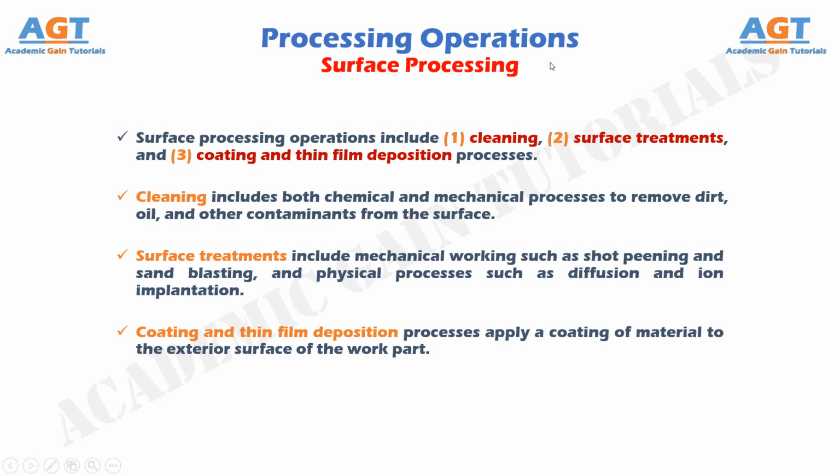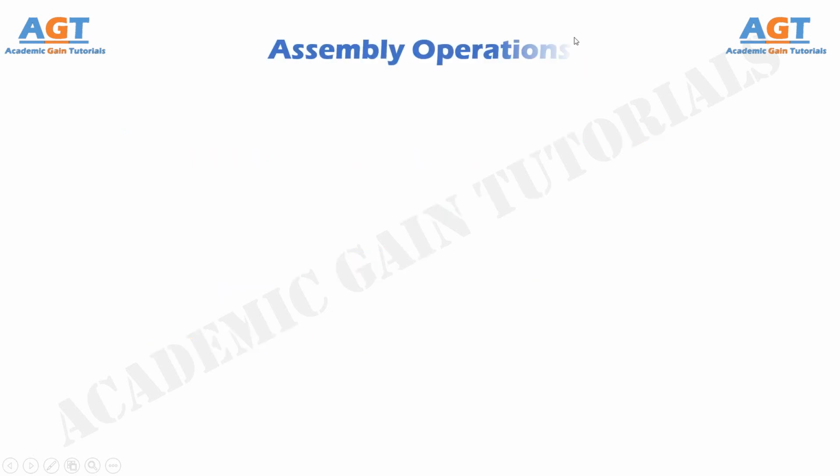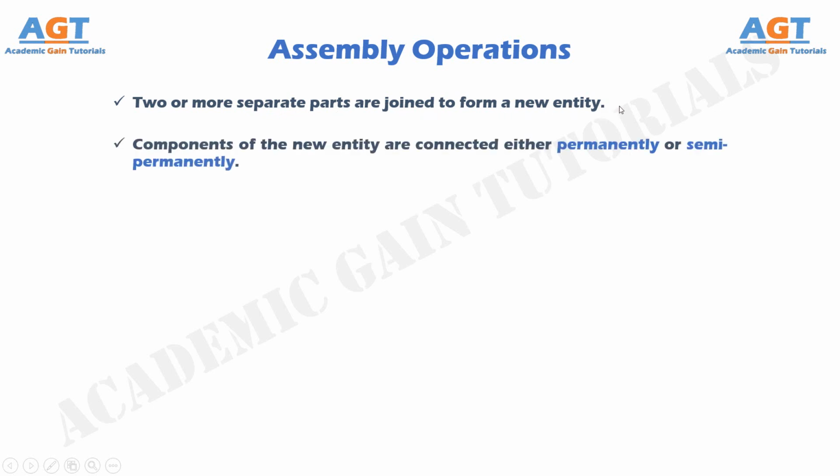So, till now we have been discussing the processing operations. Now let's learn about the assembly operations. The second basic type of manufacturing operation is assembly, in which two or more separate parts are joined to form a new entity. Components of the new entity are connected either permanently or semi-permanently.